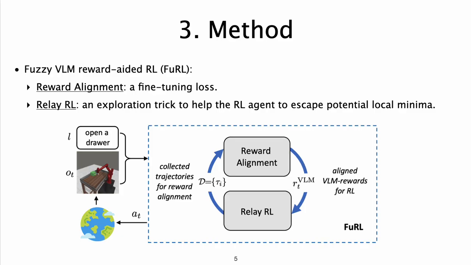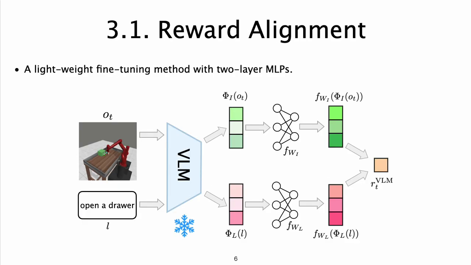To address this issue, we introduce the fuzzy VLM reward aided RL, named FuRL. There are two key components in FuRL. The first component is a reward alignment fine-tuning loss. The second component is the relay RL, which we use to help the RL agent to escape the potential local minima.